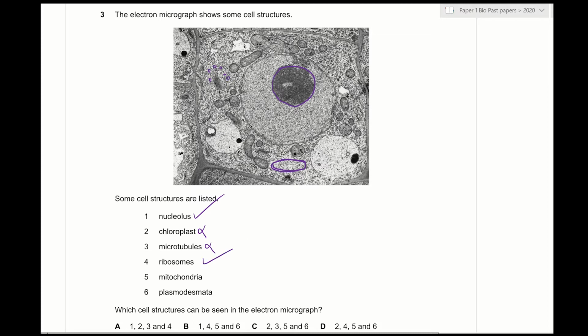5. Mitochondria. Here we can see the mitochondria. Therefore, it is present. 6. Plasmodesmata. I don't know if you could see it clearly. However, plasmodesmata are found in the holes in the cell wall. The function of plasmodesmata is to allow the movement of substances between plant cells. Therefore, the answer is going to be B.